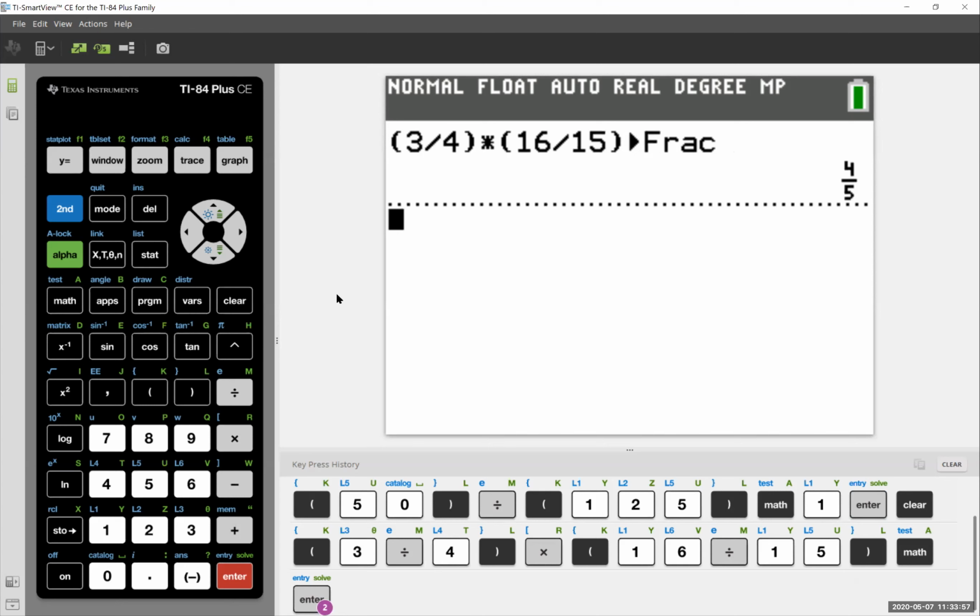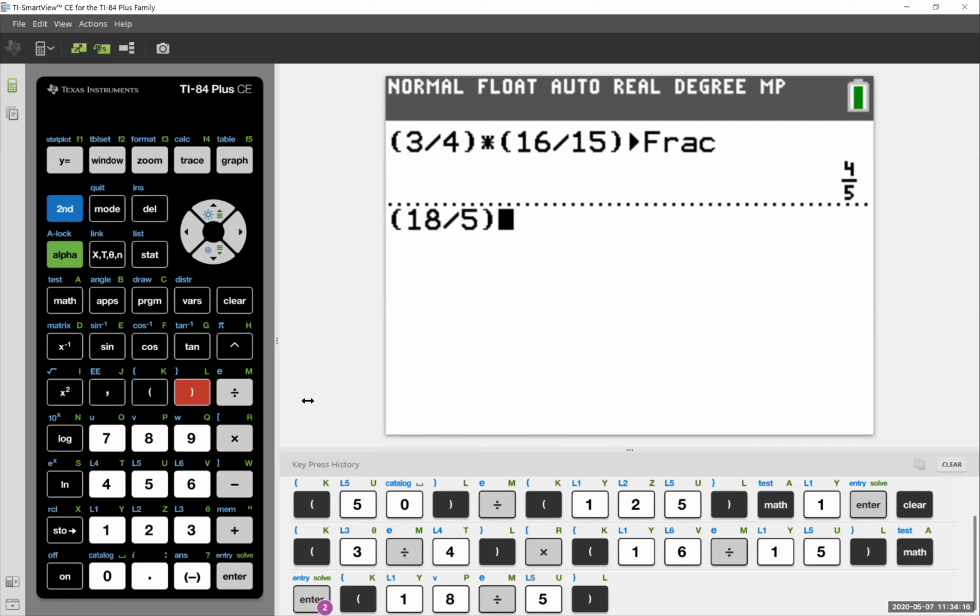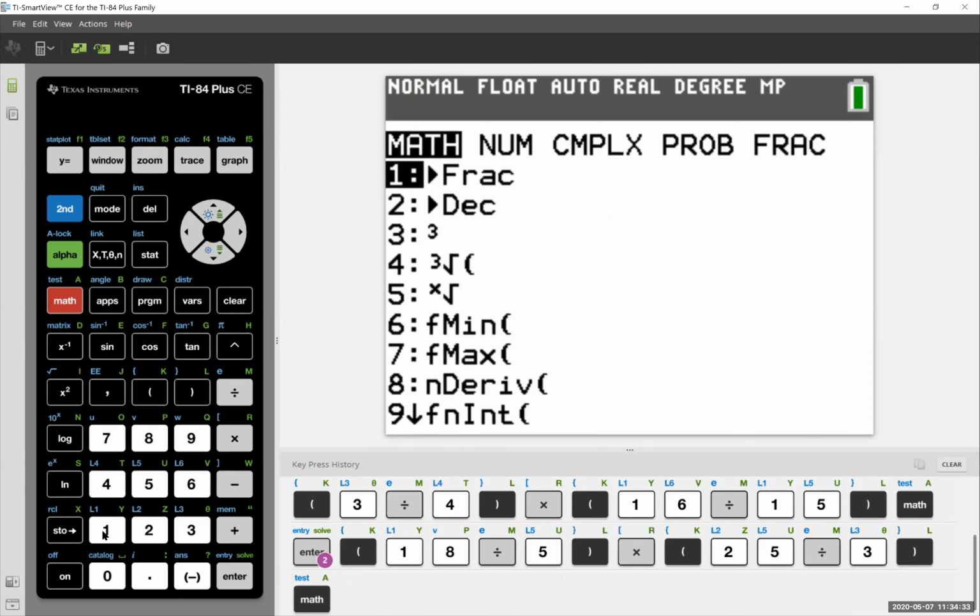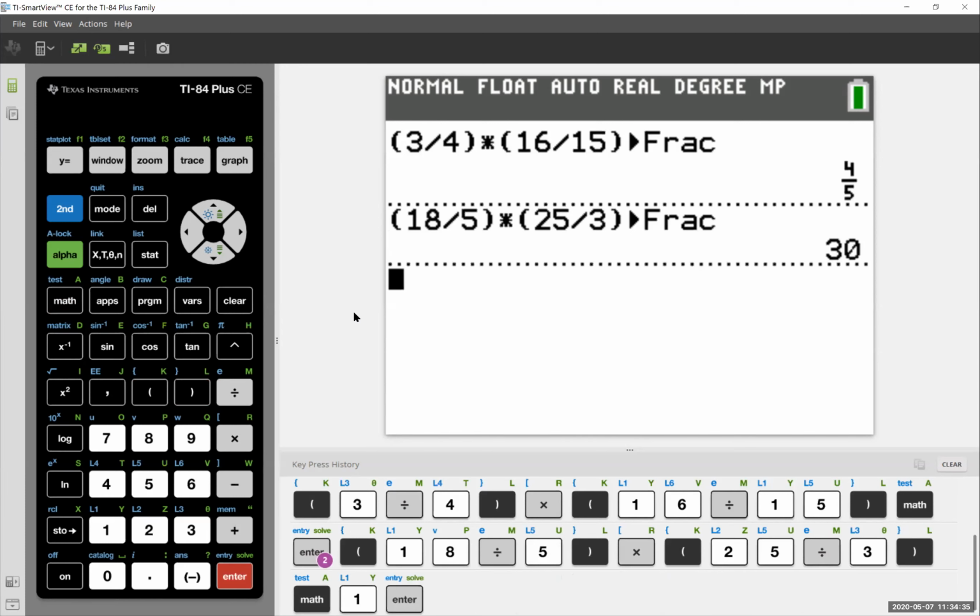So looking at our second example, we have 18/5 times 25/3. Again, enter each of those fractions inside a set of parentheses. So I'm doing parenthesis 18 divided by 5, end the parenthesis. There's my first fraction. Times, new set of parentheses, 25 divided by 3, end that parenthesis. So I have my first fraction times my second fraction. Going over to math, option 1, frac, and hit enter. We're getting 30.